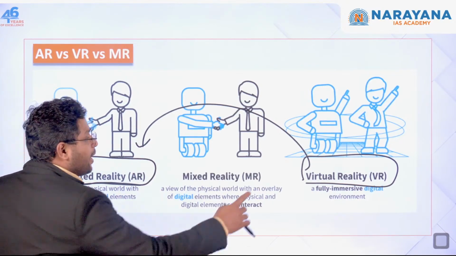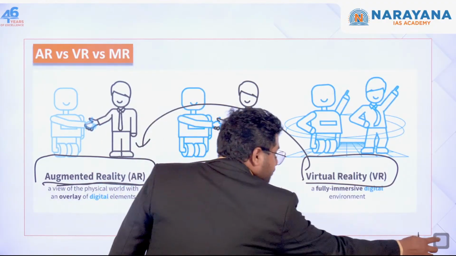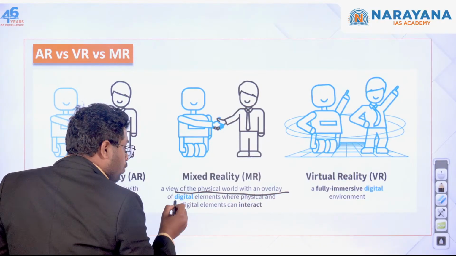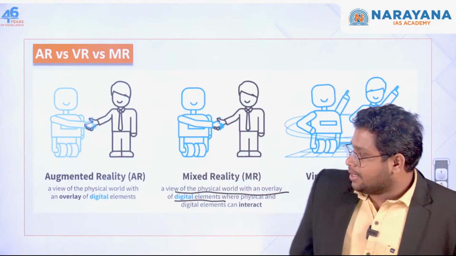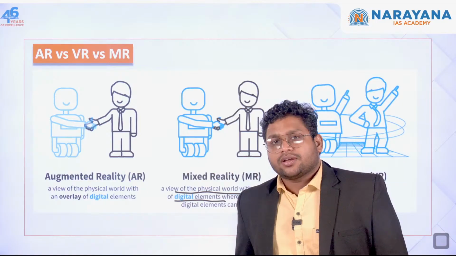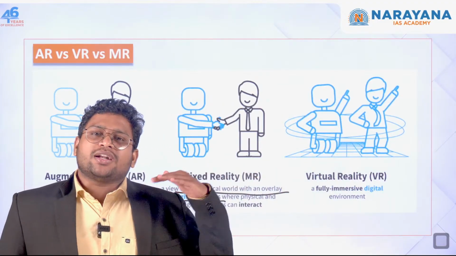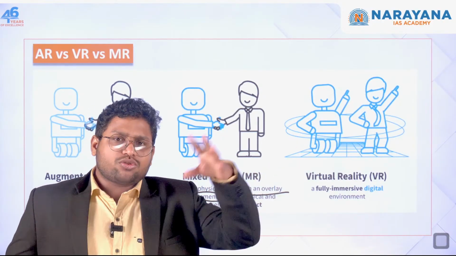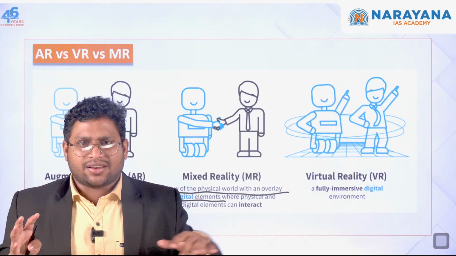And now when you combine both, then it becomes mixed reality. Mixed reality: a view of the physical world with an overlay of digital elements. Now you'll say, sir, what's the difference? We are not getting it. Simply, when you're using augmented reality, you just see one layer of this virtual world in this real world. So all these objects you can observe, and in that, some virtual thing, just like one cat is showing, or you can show some things over there.